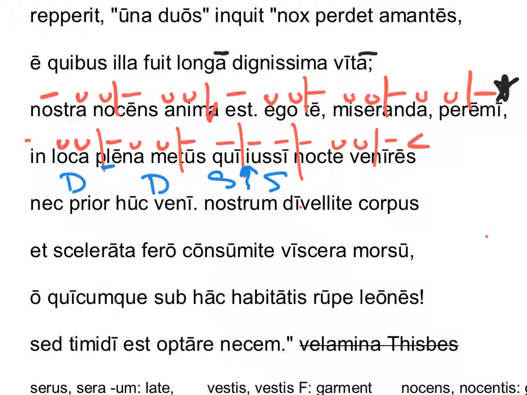There's a lot of Latin teachers who say, no, you're supposed to do it the other way, where you emphasize the length more. In loca plena metus qui UC nocte venires. Like they try to keep the normal stress. If I were reading it like prose, I would just say, in loca plena metus qui UC nocte venires. So it's hard for me to do it that way.